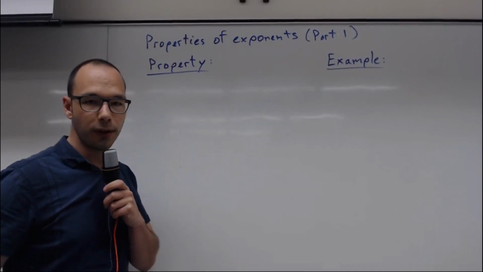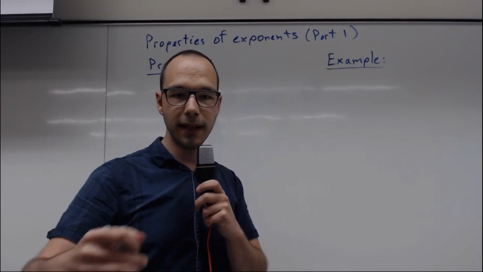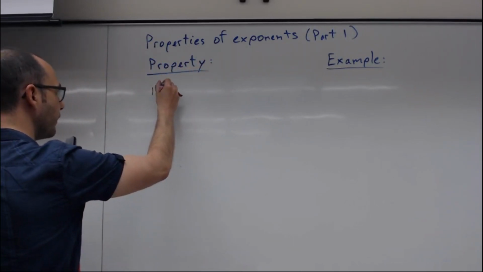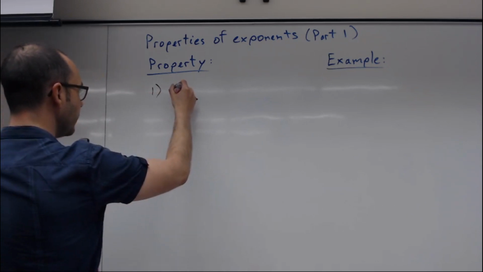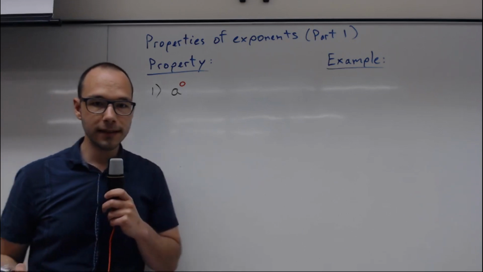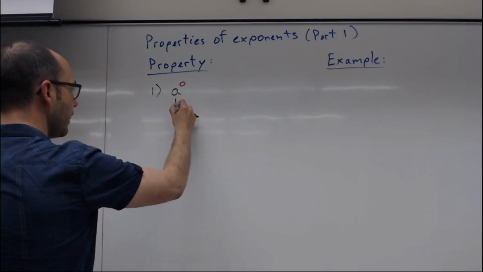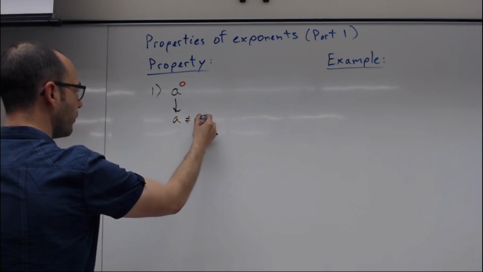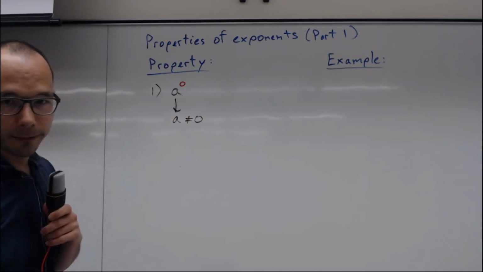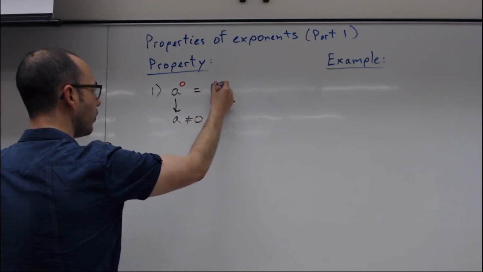So now we're going to look into the properties of exponents, and I'm going to split that into two videos. So I'm going to start with part one, where the first property is going to be the property of a to the power of 0. So now my base is a and the exponent is 0. And a is going to be a different number than 0. So we cannot have something like 0 to the power of 0. So this expression is always going to be equal to 1.